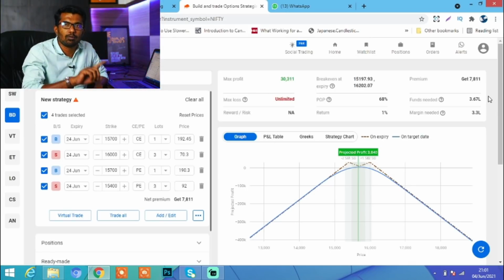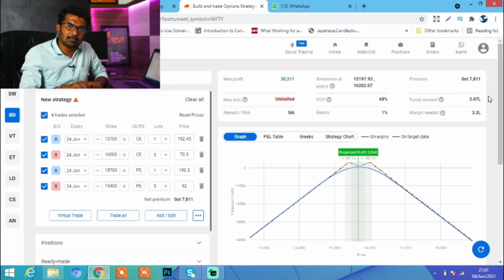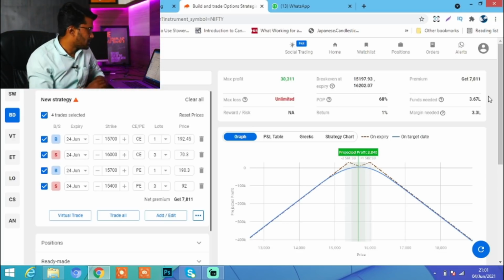Since the market has moved from 15,700 to 16,000, you can book the 15,700 call profit and turn that 16,000 into a straddle by selling 3 lots of 16,000 put. For this example I am saying, so it becomes a straddle. Now what if the market moves away? You know what to do. If you don't know, you can watch our channel. There are many videos I have posted on how to do things or how to manage a straddle. So that is the thing, right?